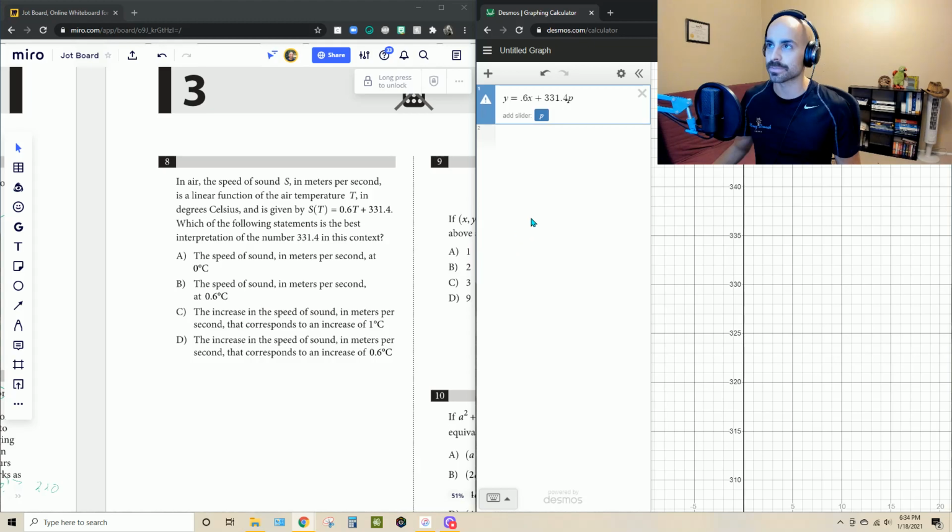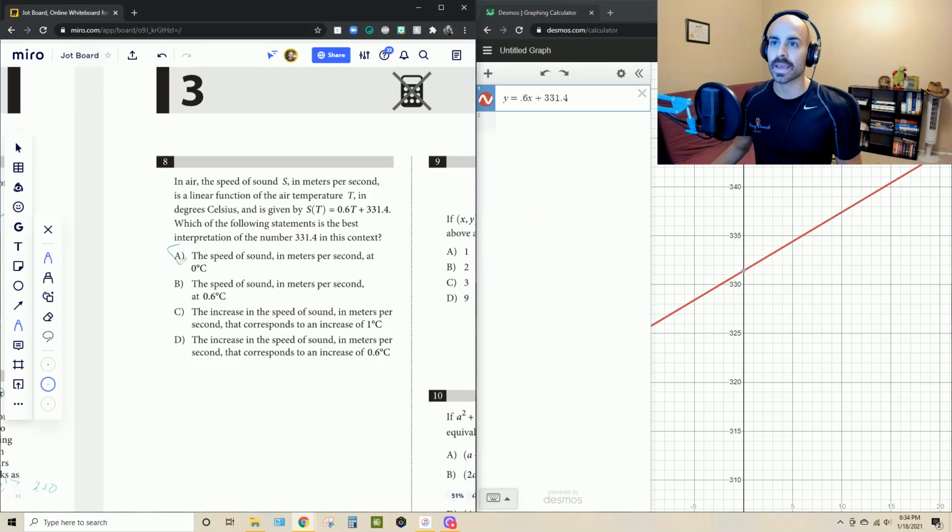The speed of sound in meters per second at 0 degrees. It's not the speed of sound in seconds at 0.6, because that means you would be multiplying 0.6 by 0.6, and that's not going to give you 331.4.